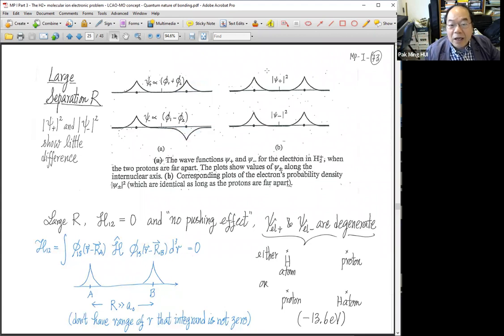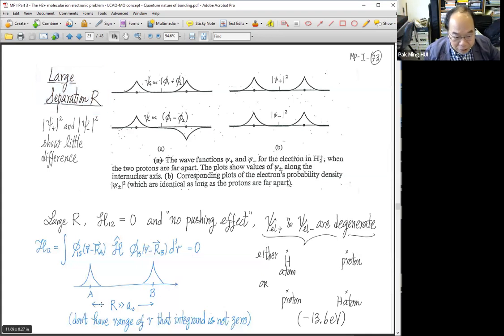And now, even if you look at the probability, the square of the plus combination and the square of the minus combination look the same. Okay? That is the case for large separation. That is to say, no molecule forms. They don't care. They are two separated entities.